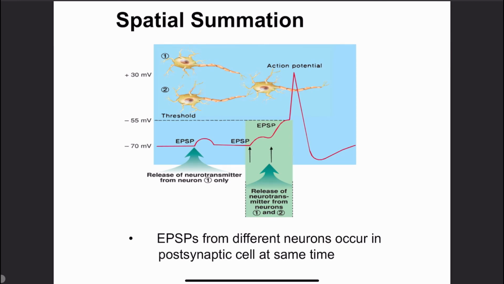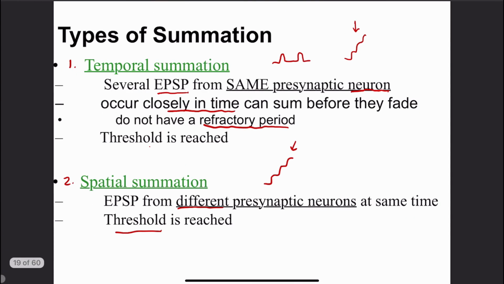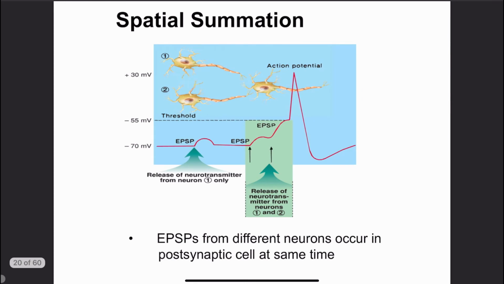So here is an example of spatial summation. This first example shows release of neurotransmitter from only one neuron with an EPSP. It gives a little depolarization bump. But this example over here shows release of neurotransmitter from two neurons occurring pretty closely in time together or at the same time. And as you can see, they will summate, they will reach threshold, and an action potential will occur.